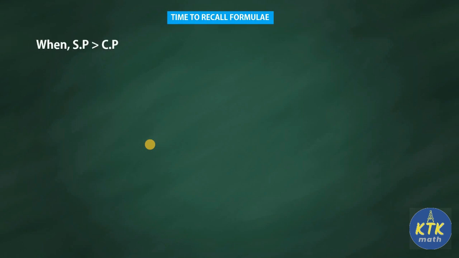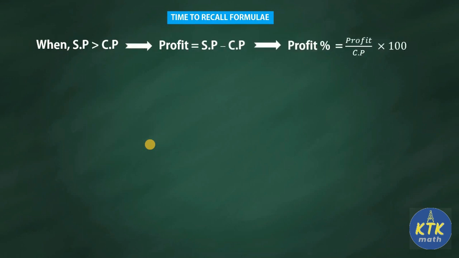Before solving objective problems, we will recall a few formulas which will be helpful to do upcoming sums. So we know what is selling price and cost price. When selling price is greater than the cost price, it will lead us to get a profit, which can be calculated by subtracting cost price from selling price. From profit we can find profit percentage, that is profit by CP into 100.